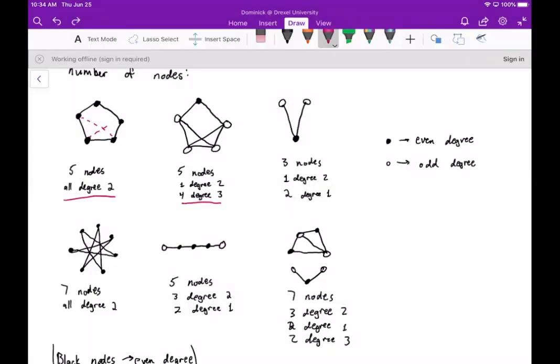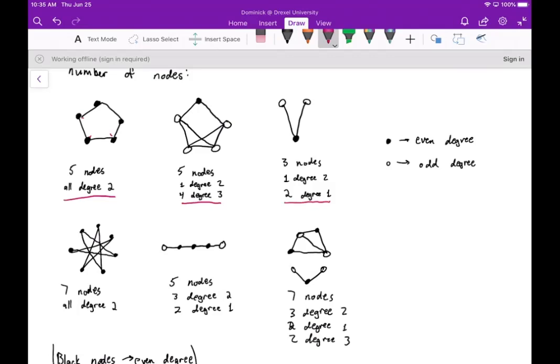Let me just leave it, that'd probably be easier. If we were to connect those 2 edges, then we would get 5 nodes where 1 has degree 2 and 4 have degree 3. And of course, this was the graph that we drew earlier. It has 1 node of degree 2 and 2 of degree 1.